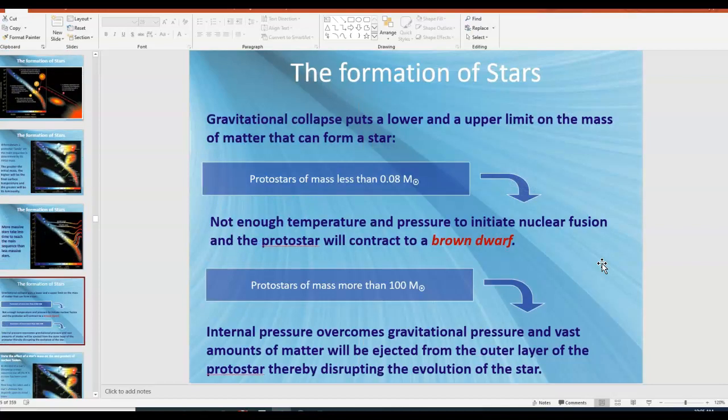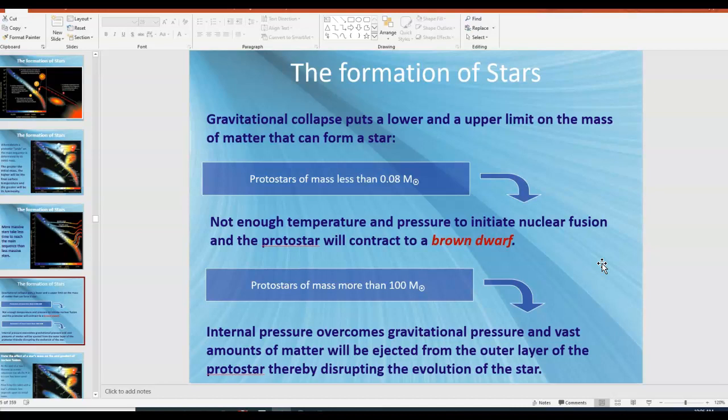Now, you should also know that there are upper and lower limits on the mass of matter that can form a star. So basically, if you don't have enough mass to form a star, then what's going to happen is the mass is going to pull itself together, right? But there's not going to be enough heat produced by the gravitational pressure to initiate fusion. And then you have what's called a brown dwarf.